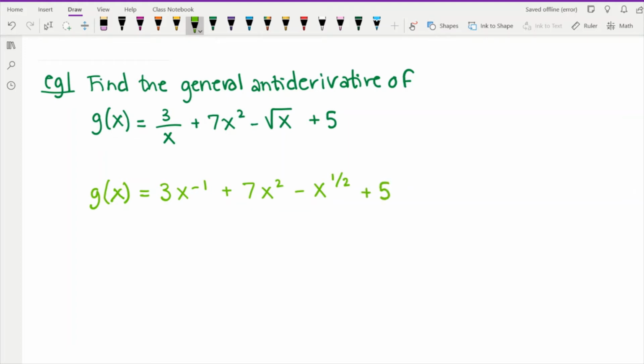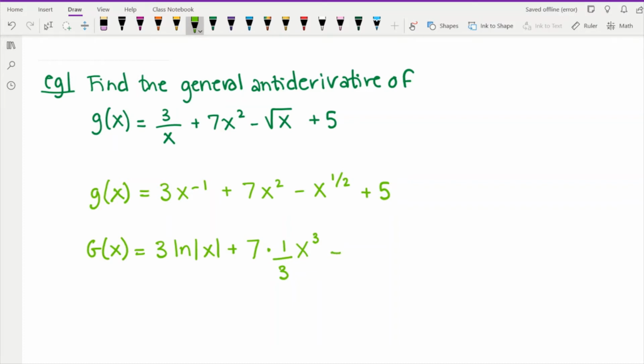Okay, so let's take our antiderivative. We can go through term by term. This 3 is just going to hang around the same way it does when you take a derivative. The antiderivative of x to the negative 1 is ln of absolute value of x. And then, okay, what about this next part? We have 7, which is going to get multiplied with whatever our antiderivative is. Then we can focus on finding the antiderivative of x squared. We saw that one already. That's x cubed times 1/3.